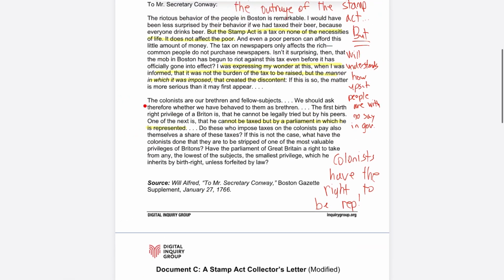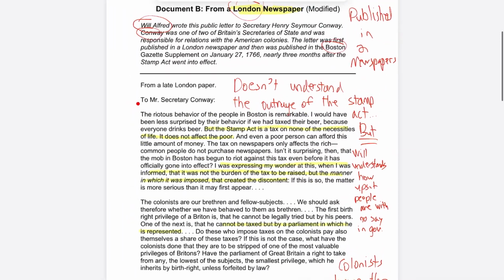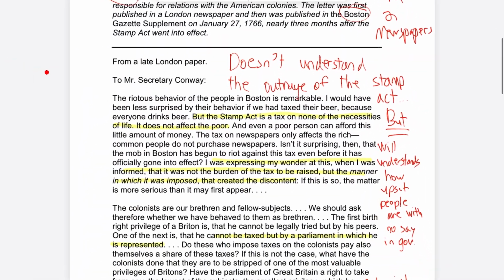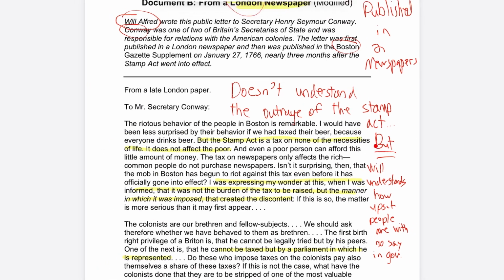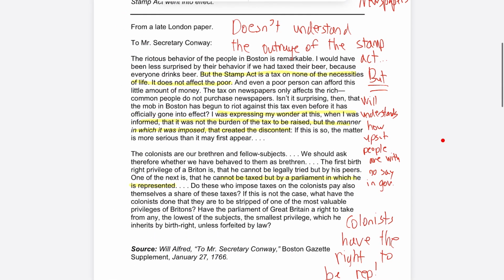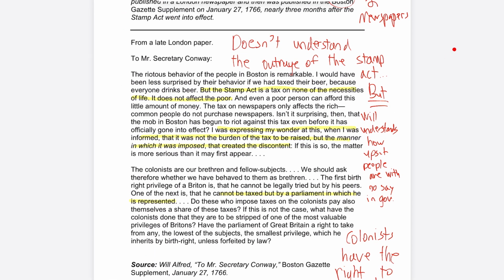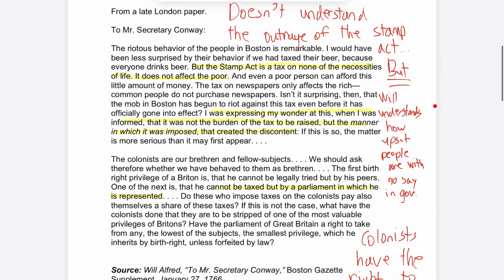So looking at overall source B, document B here from Will Alfred, knowing that it's a British writer that published in London but is going to be republished in the American colonies, looks like you would at first guess be, oh, this is someone who supports Britain and the taxes, but it looks like this Will person is agreeing with the colonists that they are upset, not because of the actual Stamp Act, but coming back to this. They had no say in government. They have a right as British fellow subjects to have a say in taxation.